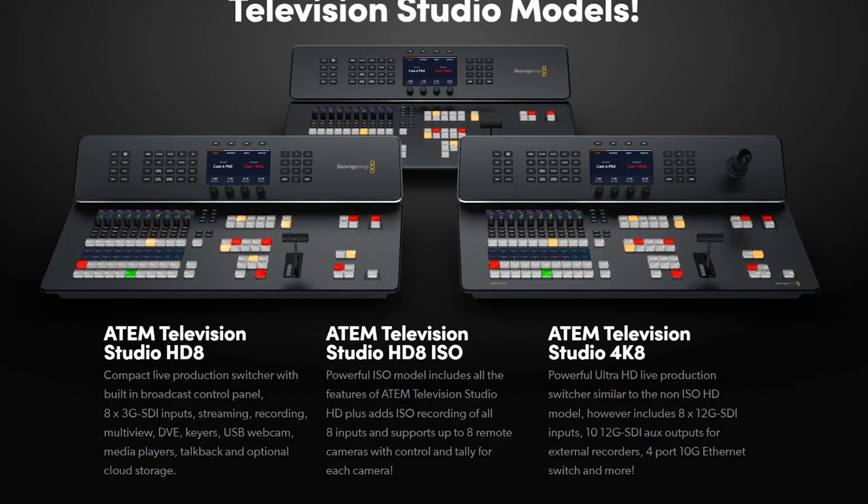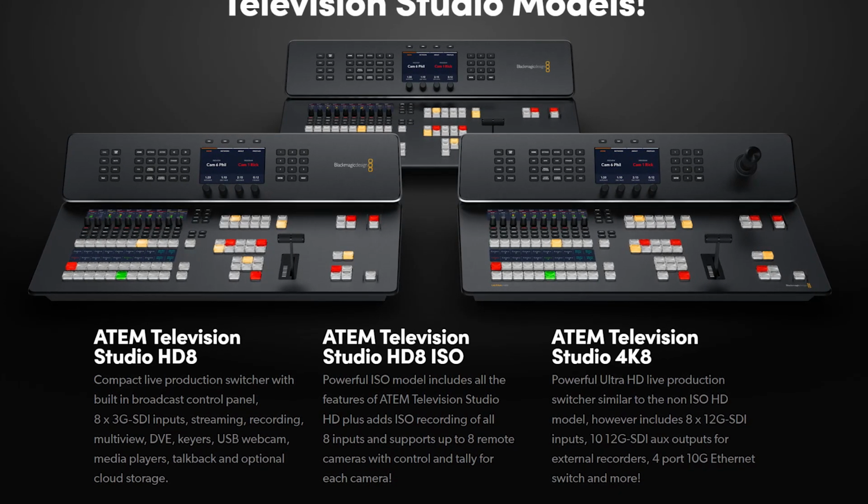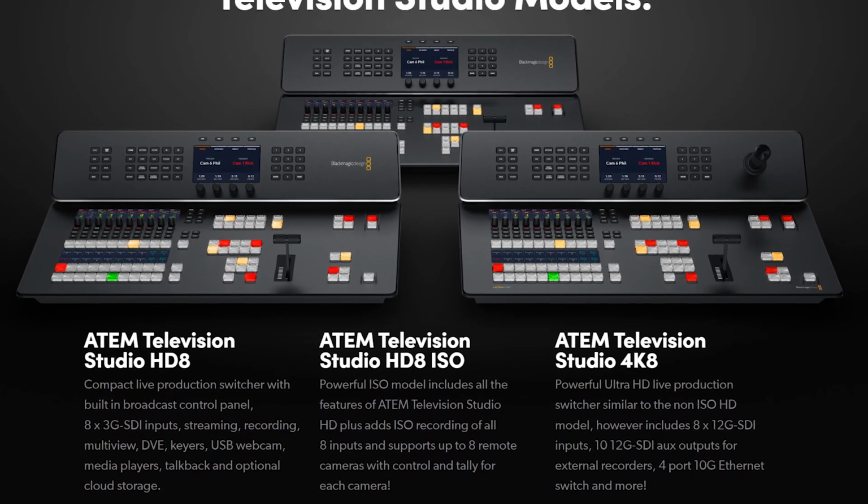Yeah. And then we have a new Television Studio. We introduced some new Television Studio models recently, but we just added a new 4K model. So it's the Television Studio 8 4K. So that is a 4K model. You can still do the recording of the program. It's not ISO, but it has 10 aux outputs, so you could feed for ISO recording to HyperDecks and things like that. And it's just another version of it. And we'll see what else we could throw into it down the road.